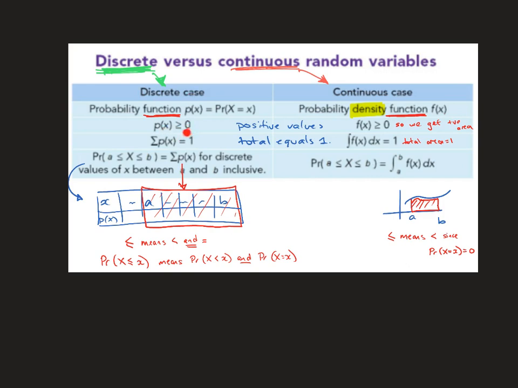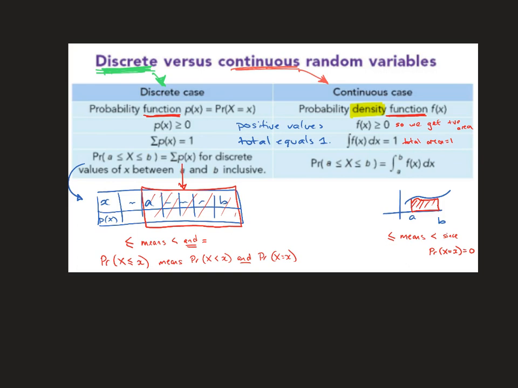In our discrete case, all of our probabilities are greater than or equal to 0, so they have positive values. For our continuous case, it's our function which is greater than or equal to 0, so that we get a positive area. For our discrete random variables, the sum of all of the probabilities has to be equal to 1, so the total probability is equal to 1. For our continuous case, the area under the curve is equal to 1. So total area is equal to 1.